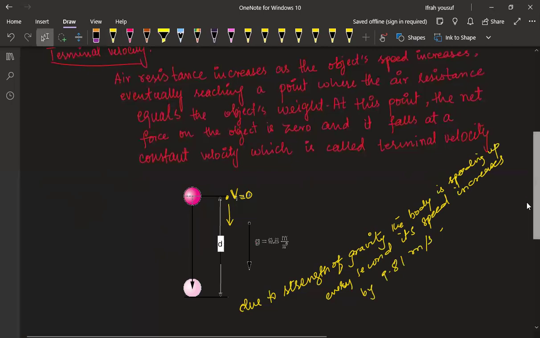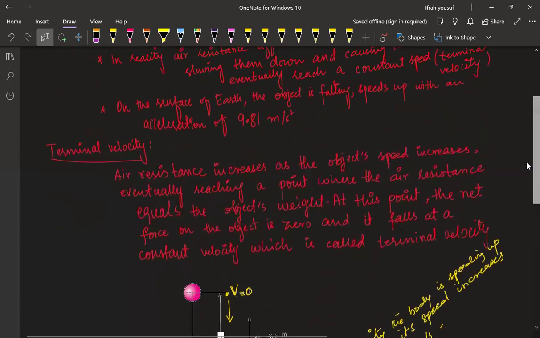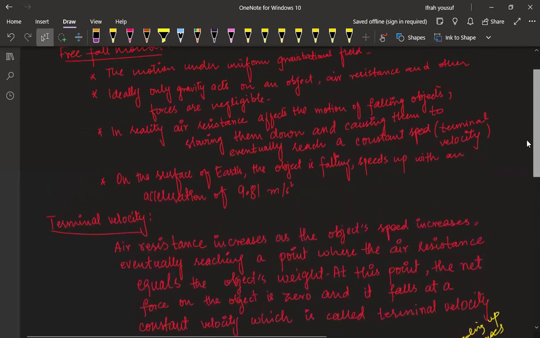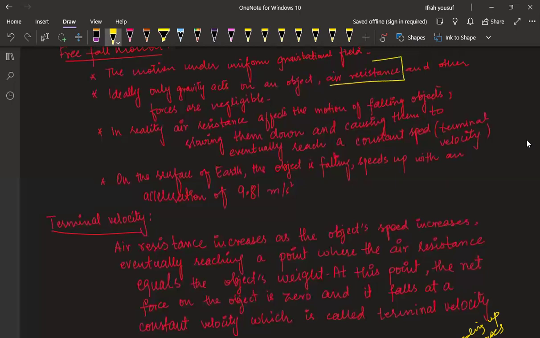So what do you think when the speed is being increased? What will happen? Will air particles strike on it? More air particles will strike on it, or fewer? If its speed is getting increased, more air particles are going to strike on the object. More air resistance will be experienced by the object. So that means we cannot neglect the force.